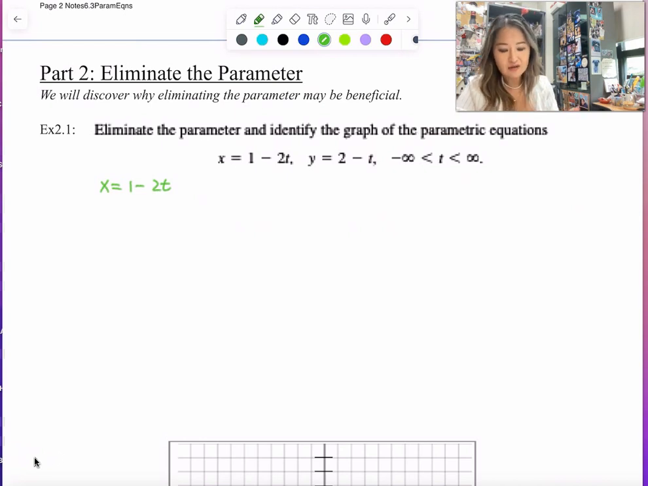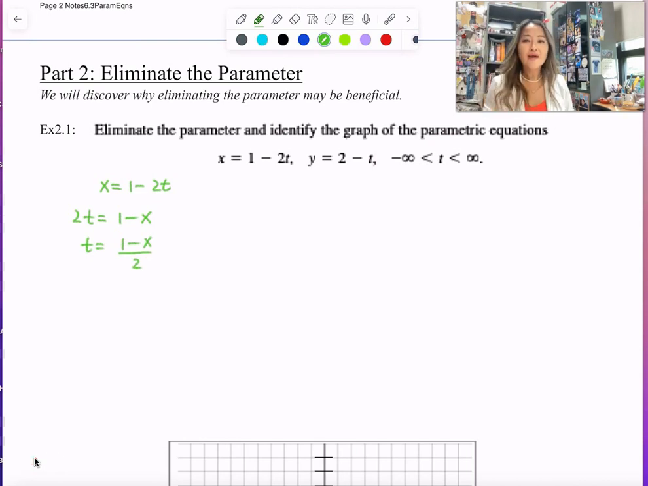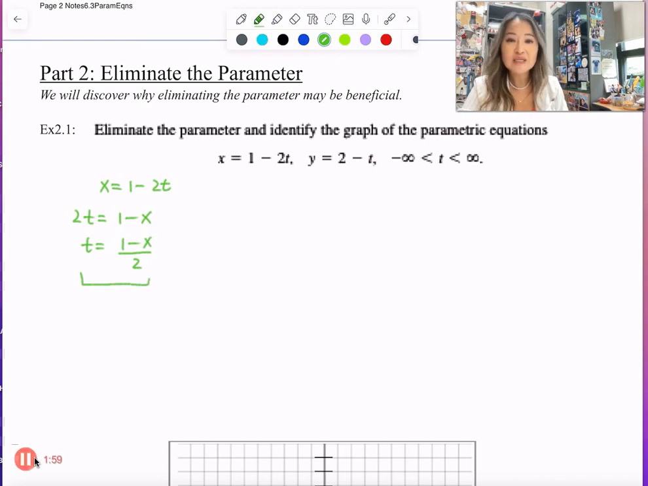Now let's solve for t. 2t is equal to 1 minus x. Are you there yet? And then t is equal to 1 minus x over 2. You're thinking, why don't you use y and solve for t? But it really doesn't matter. You can do whatever is easier for you. So you know for sure that t is 1 minus x over 2. That means every time you see a t, you're going to plug in whatever it is in terms of x.